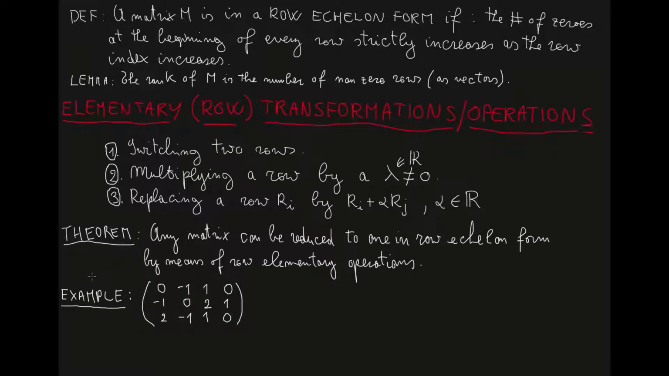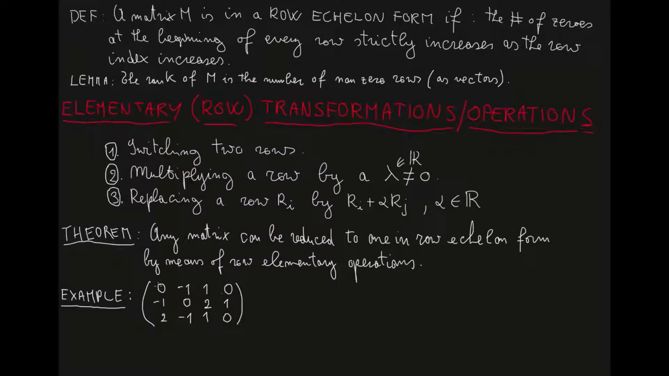Let's look at the example of the following matrix. This matrix has 3 rows and 4 columns. We will start from this matrix and operate with the elementary row transformations and see if we can get it to be in a row echelon form. Remember that row echelon form means that the number of zeros at the beginning of every row strictly increases as the row index increases. Okay, so that means that if we start from the first row, we have a certain number of zeros on the left.